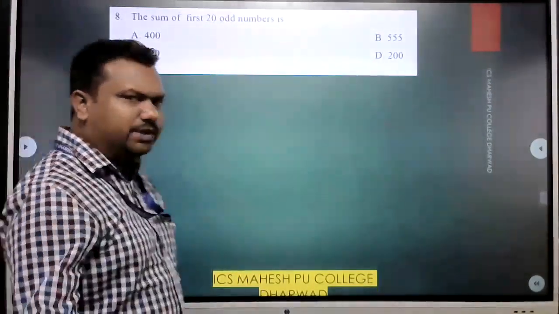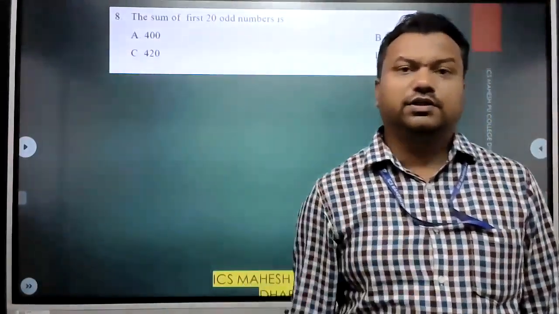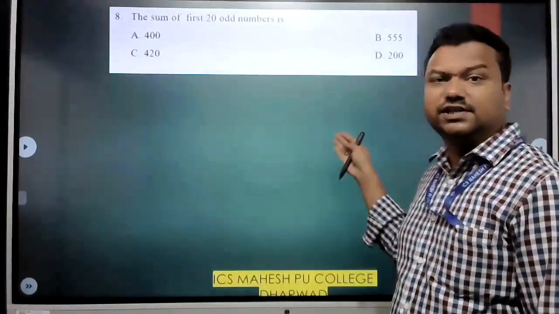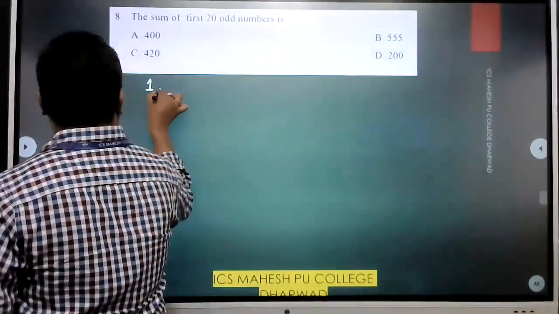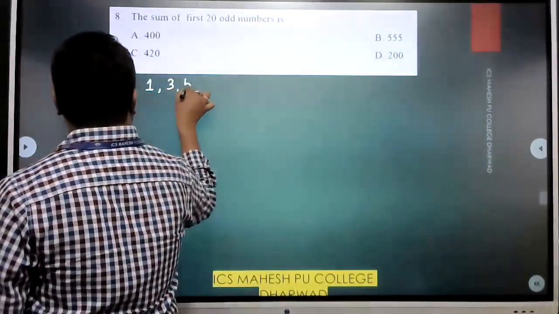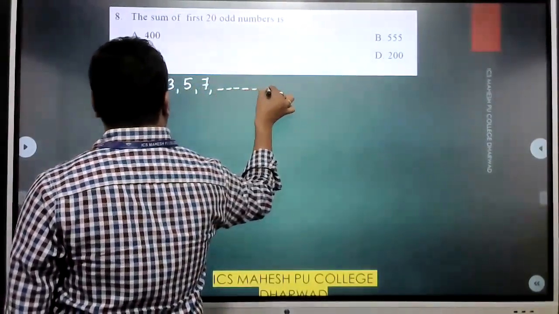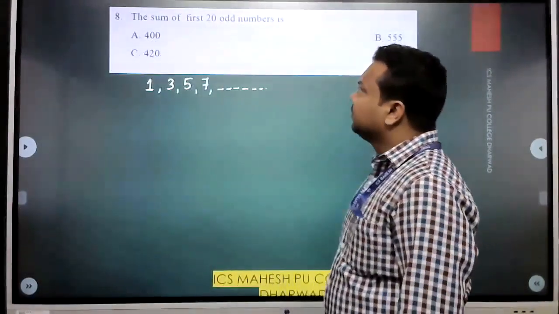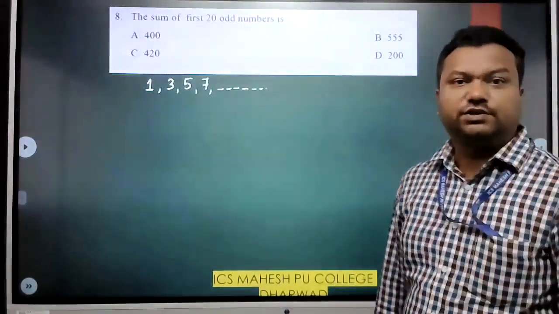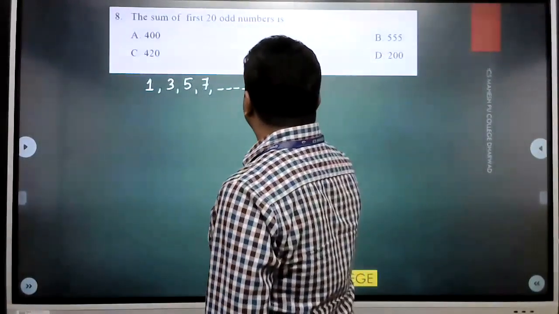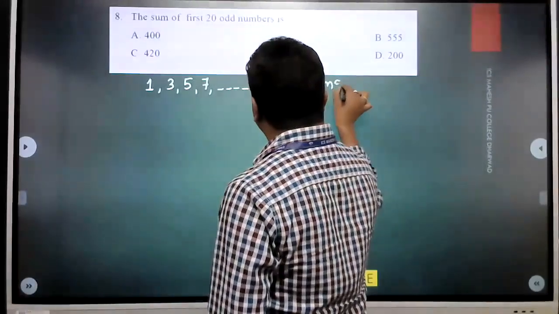The next question is the sum of the first 20 odd numbers. We all know how the odd numbers are listed or written, right? So how will you write the odd numbers as a set or progression? As follows: 1, 3, 5, 7, and so on. Isn't it? The question is all about finding the sum of the first 20 odd numbers. So what you have to understand? How many terms are here? There are 20 terms in this progression.